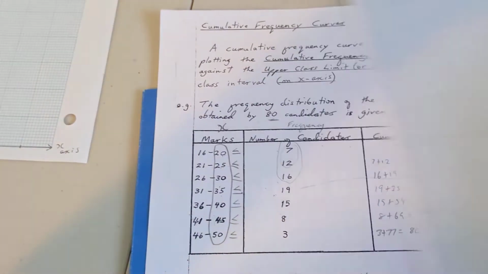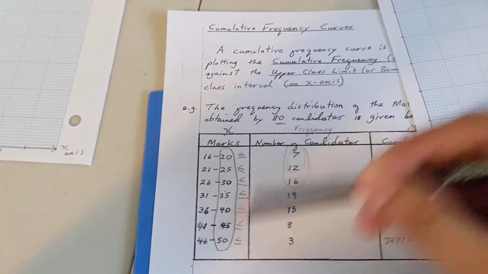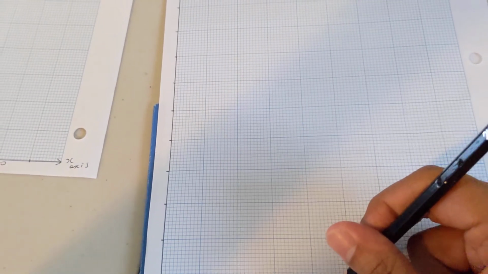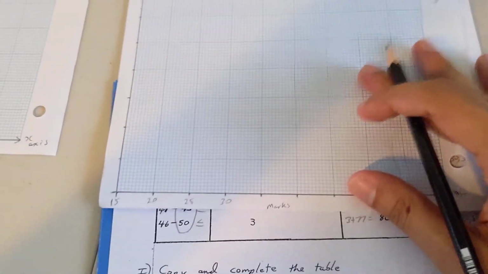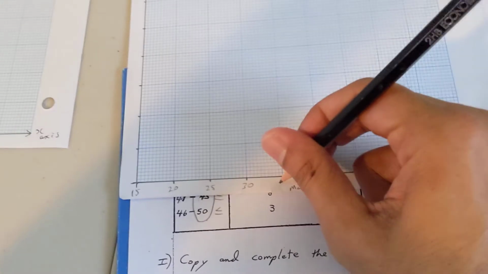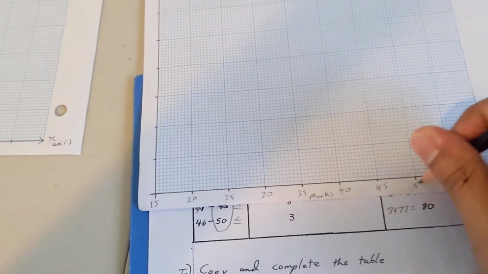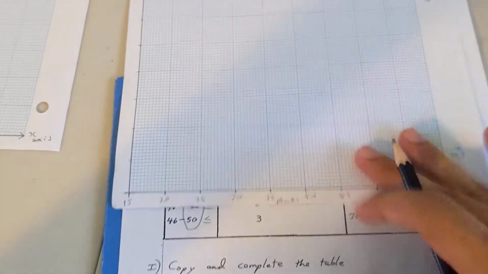If we go back to the table, the x values went up to 50 marks. By the way, the upper class limits are the marks. So this is going to be 35, 40, 45. So we're carrying this up to 50. That's where we're carrying this up. And then we're doing the same thing for the y-axis now.